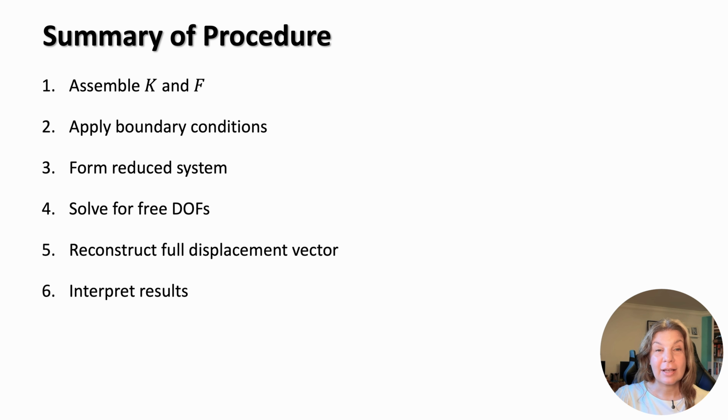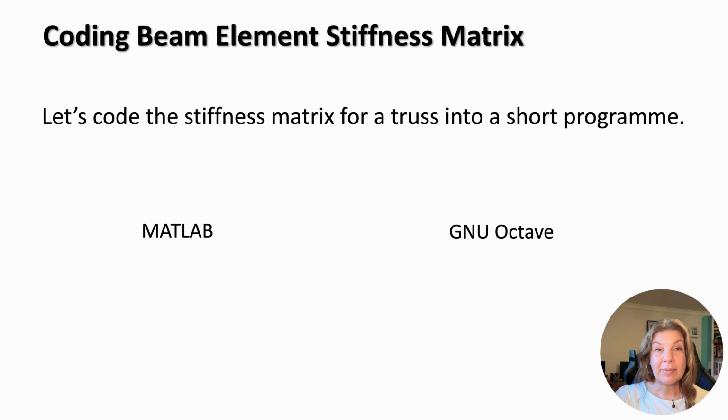So, to summarize, the process involves assembling the global stiffness and load matrices, applying boundary conditions, forming the reduced system, solving for free displacements, and then reconstructing the full displacement vector. We can then interpret the results. These steps complete the theoretical solution of the stiffness method for displacements and prepare us to determine support reactions and internal forces. Having established the full theoretical basis, the next bit turns to the implementation.